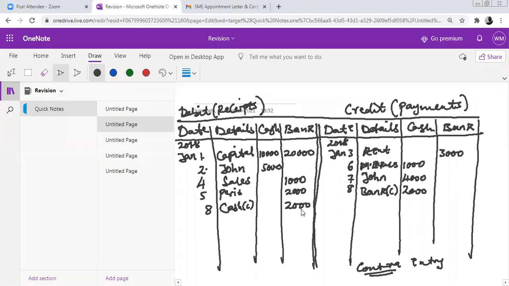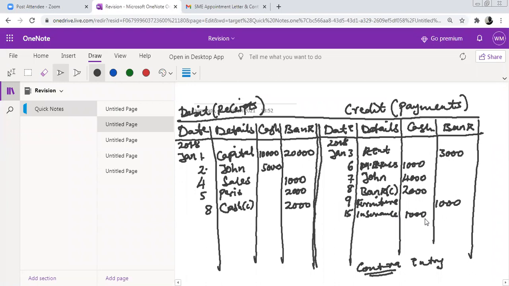On 9, we bought furniture worth 1,000 and paid by check. So that is a payment. When you are buying, you are spending money. You write here on 9, furniture. We bought furniture of 1,000 by check, so we put it in the bank column. Then on 15, paid business insurance premium, 1,000 by cash. That is a payment again. We put here on 15, we paid insurance of 1,000 by cash.